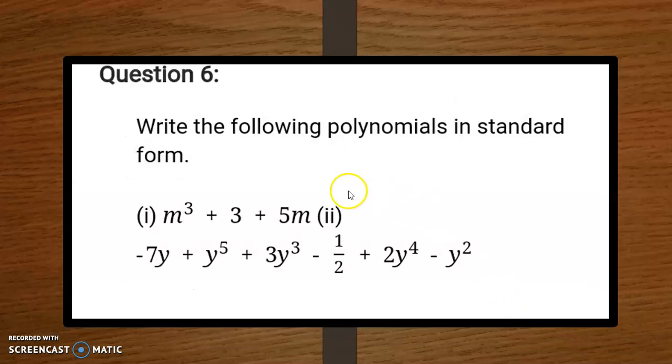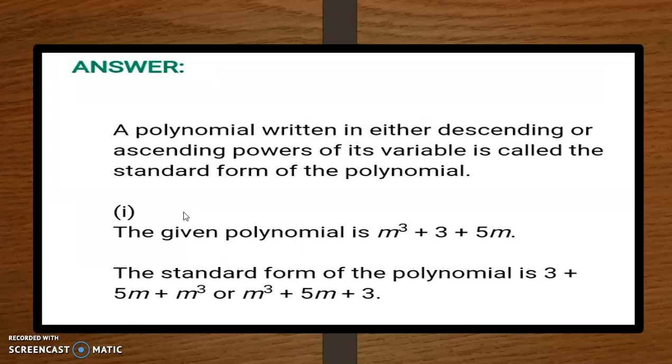We'll move on to question 6. Write the following polynomials in the standard form. Standard form means you have to write the raised-to powers of the variable either in the ascending order or in the descending order. We'll see question-wise. The polynomial given is m cube plus 3 plus 5m. So here the highest index is 3. So we will write it either in the descending or in the ascending order. So the standard form of the polynomial is 3 plus 5m plus m cube in the ascending order of the index, or m cube plus 5m plus 3 in the descending order of the index.